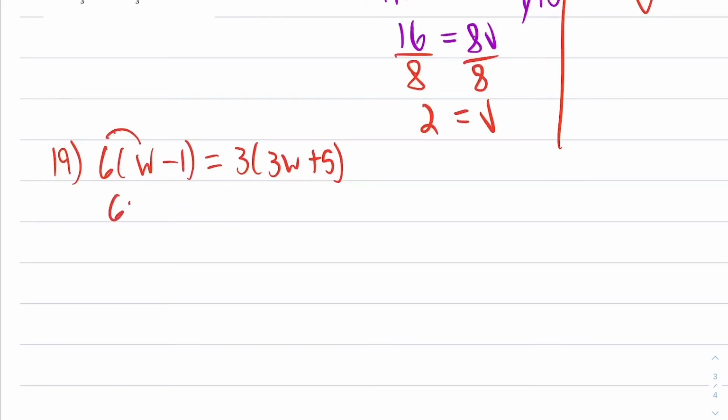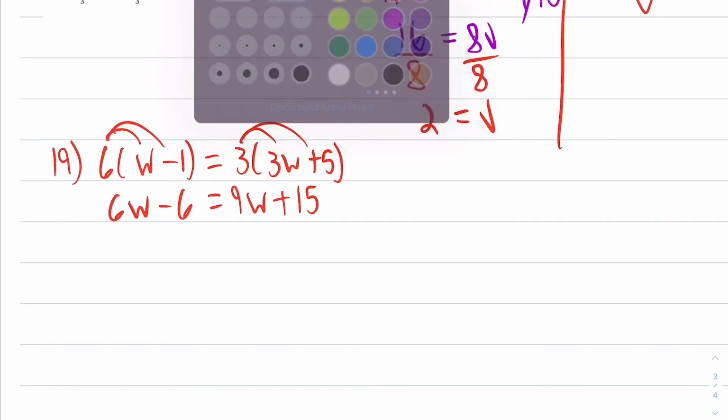Six times w makes 6w. 6 times -1 makes a -6. 3 times 3w, the 3 and 3's make 9's. 3 times 5 makes a 15. Since the 6 is smaller than the 9, we're going to move the 6.